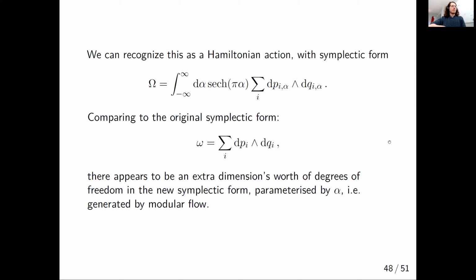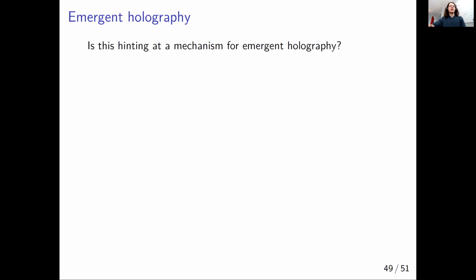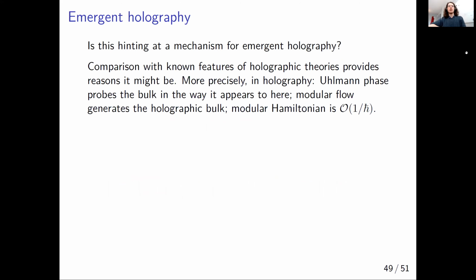So with this sort of bare bones argument, this seems to be hinting at a mechanism for some kind of emergent holography. If we compare what's happening here with known results from holography, we can see there's some correspondence. In particular, the Almond phase and the modular flow probe the bulk in exactly the same way in holography that they do here. Also, in both cases, the modular Hamiltonians have the same scaling.